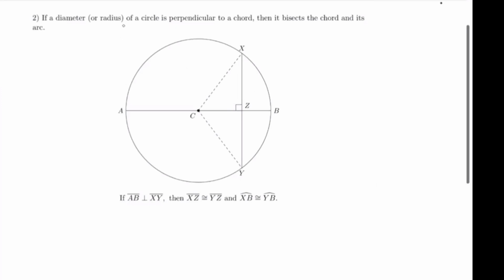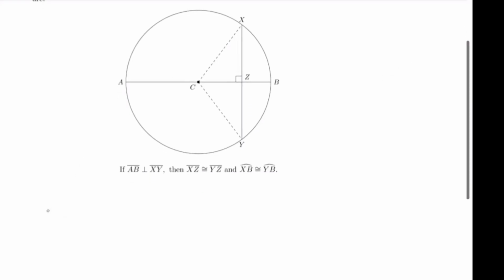If a diameter or radius of a circle is perpendicular to a chord, then it bisects the chord and its arc. So we're saying that if AB is the diameter of this circle, and C is the center, and if AB is perpendicular to XY, where XY is any chord, then we know that XZ is congruent to YZ, aka it bisects the chord, and arc XB is congruent to arc YB, and it bisects this arc. So let's go ahead and start this proof.